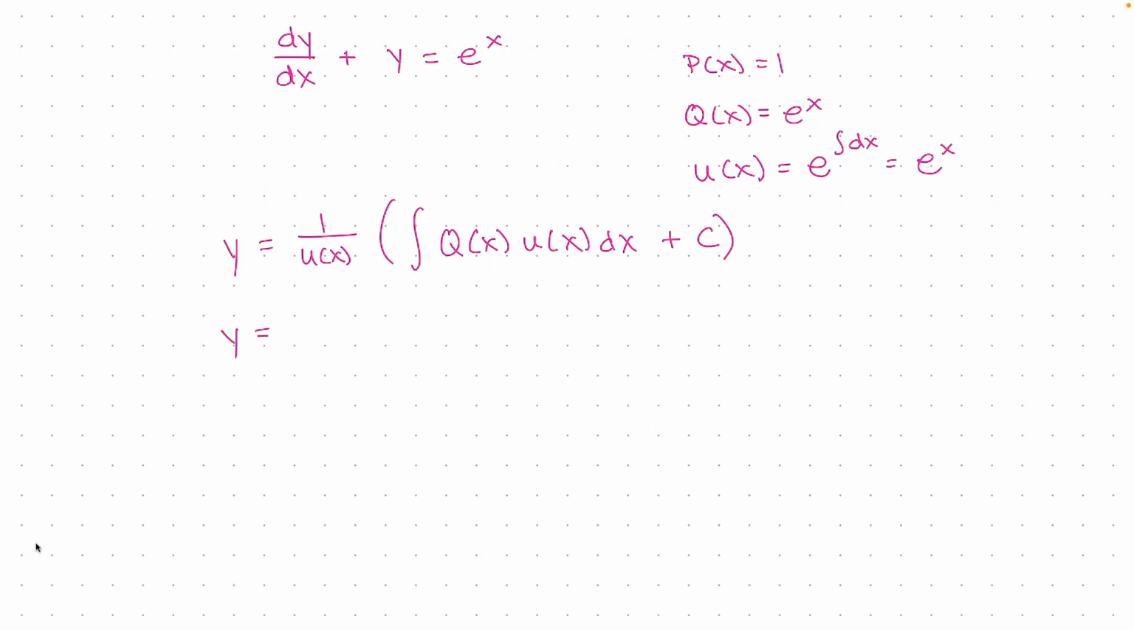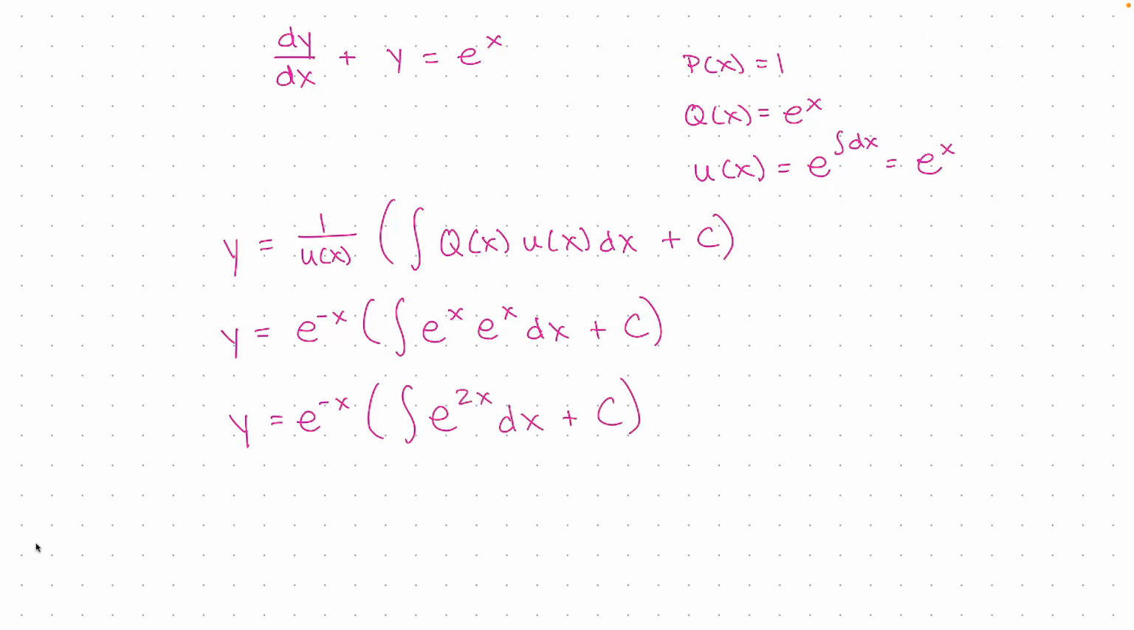So y is, you can write 1 over e to the x. You can write it as e to the negative x if you don't like fractions. Whatever. Q of x is e to the x. Oh, u of x is also e to the x. How the heck do we integrate e to the x times e to the x? Oh, yeah. Remember, you can just rewrite it as e to the 2x. And then you can integrate it.